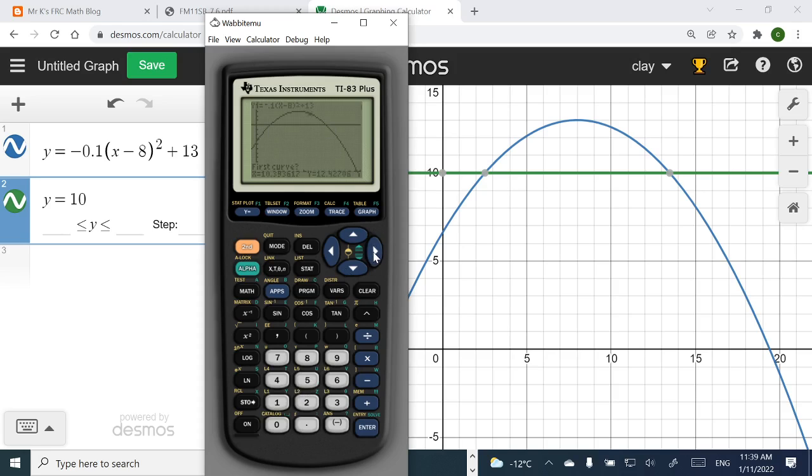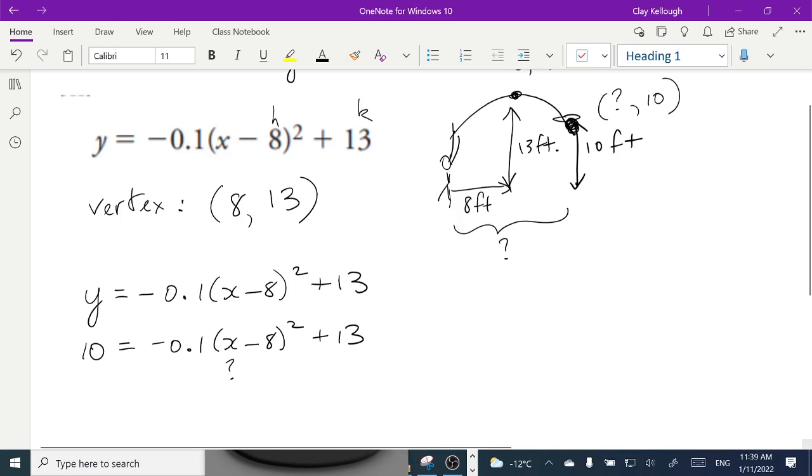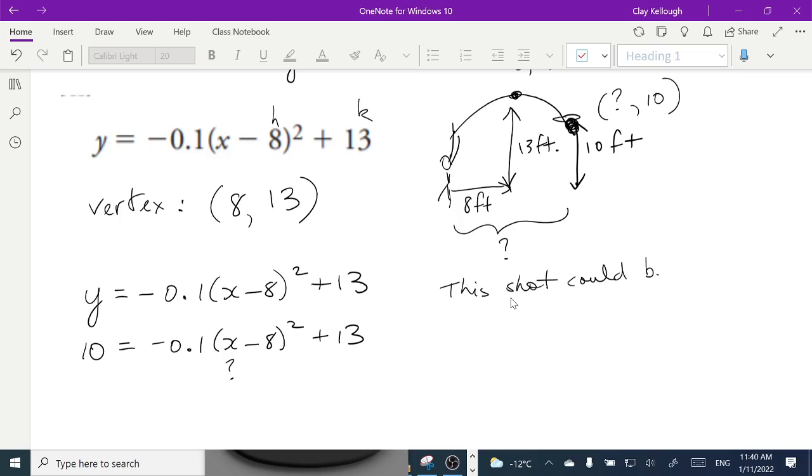So I'm on the left. Yeah, that's the first curve. I'm on it. Yeah, good. Enter. And then the second curve. Yeah, that's the second curve. And there it is, roughly 13.5 feet. So to answer my question, I would say this shot could be successful from 13.5 feet away.